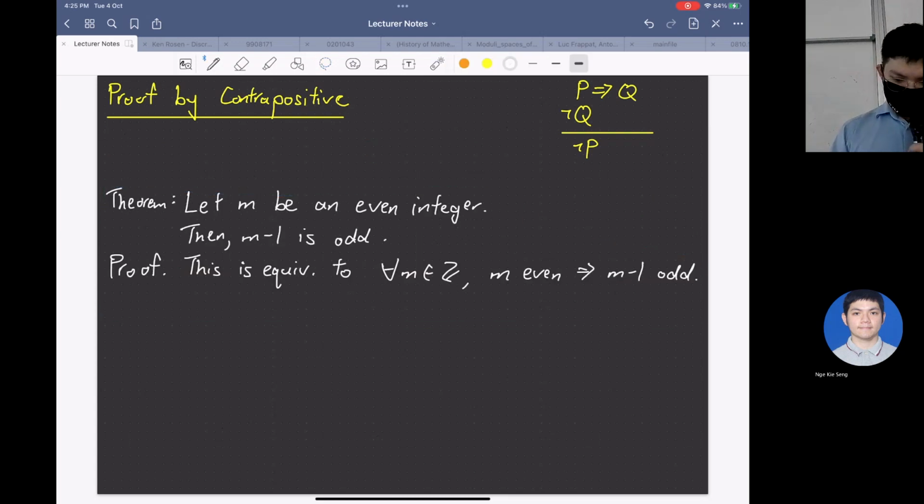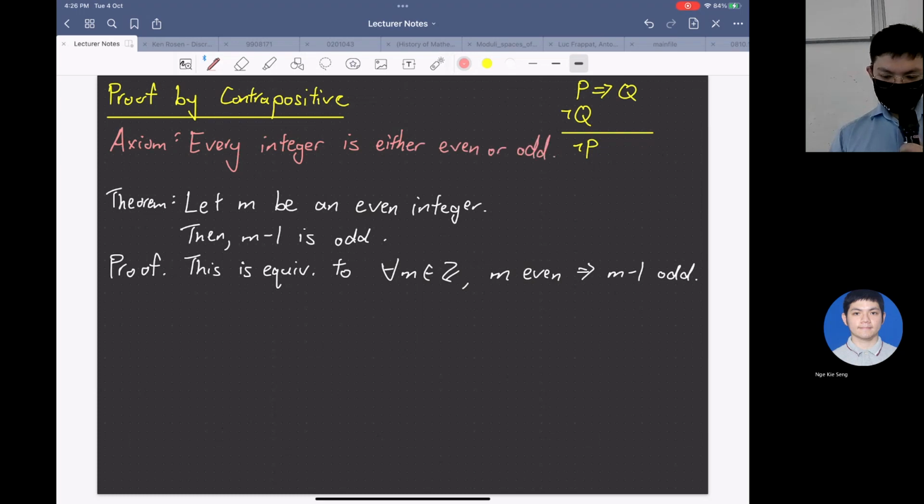Okay, so I want to add an axiom here. Axiom: every integer is either even or odd. I think you can prove this, but we don't want to prove it here, so we assume it is true. So I call it axiom here. Once we got this axiom, then we can consider the negation of this line here. Because if you are not odd, you must be even. If you are not even, then you are odd.